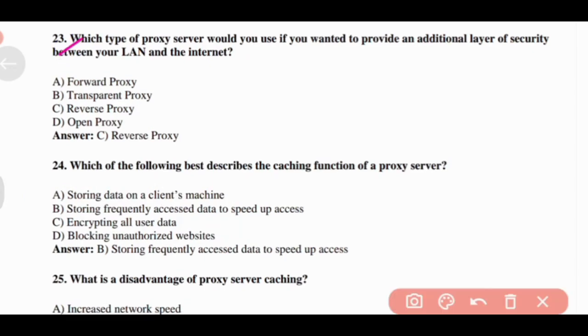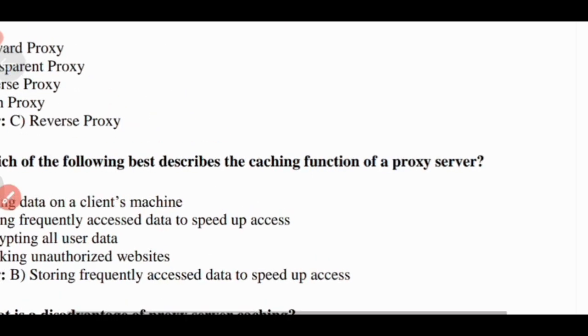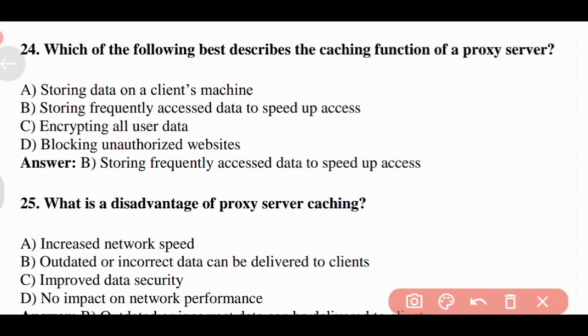Which type of proxy server would you use if you wanted to provide an additional layer of security between your LAN and the internet? Option C. Reverse proxy. Which of the following best describes the caching function of a proxy server? Option B. Storing frequently accessed data to speed up access.